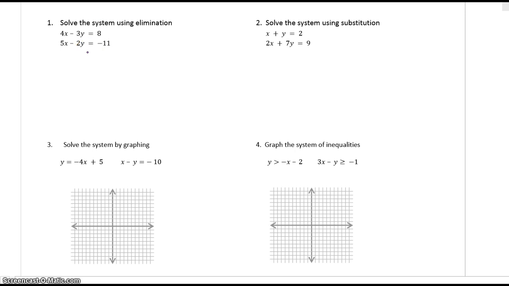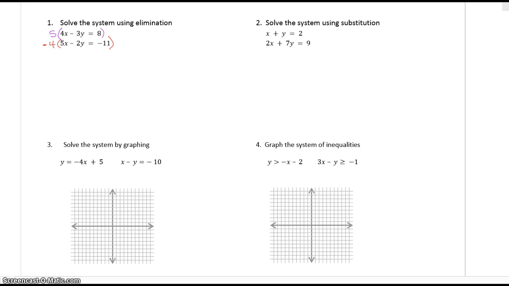Okay, so then you want to look and see if when you add straight down, do one of your variables cancel out? And in this case, no. 4 plus 5 is 9, negative 3 and negative 2 is negative 5, so nothing cancels out there. That means we're going to have to multiply either one or both equations by something to get opposites. Okay? So I'm going to look at this and I'm going to say, okay, well, I can multiply 4 by 5 to get 20, and I can multiply 5 by 4 to get 20. But 20 and 20 are not opposites. 20 and negative 20 are opposites, so I'm going to make one of those negative.